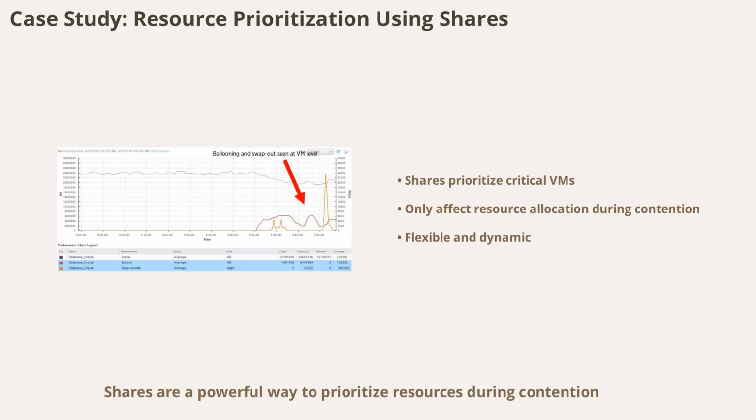Shares are a powerful way to prioritize resources during contention. In this example, 2 VMs compete for memory within a resource pool. By increasing the shares for the critical VM, it receives more resources during contention, preventing ballooning and swapping. Shares only matter when resources are scarce, making them a flexible tool for dynamic environments.